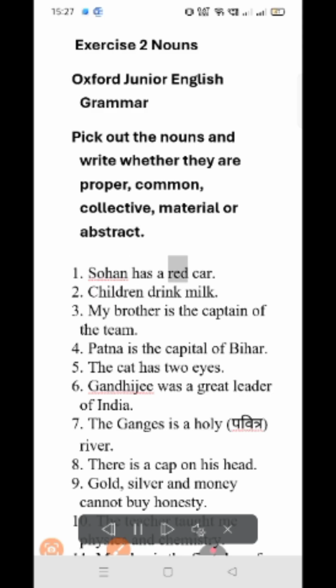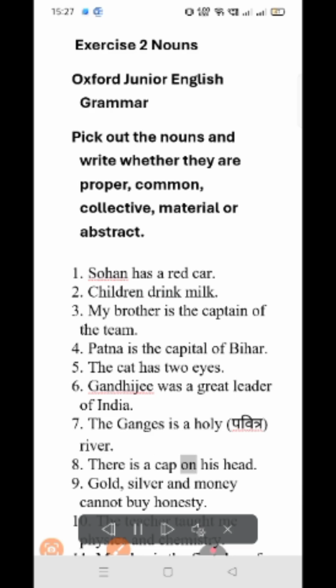Sohan has a red car. Children drink milk. My brother is the captain of the team. Patna is the capital of Bihar. The cat has 2 eyes. Gandhiji was a great leader of India. The Ganges is a holy river.